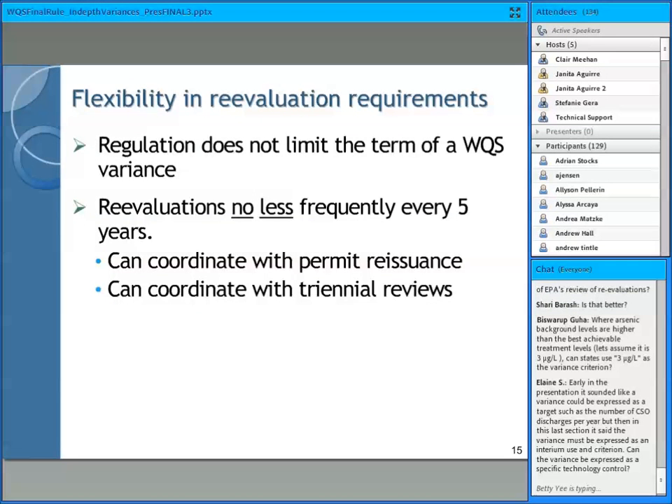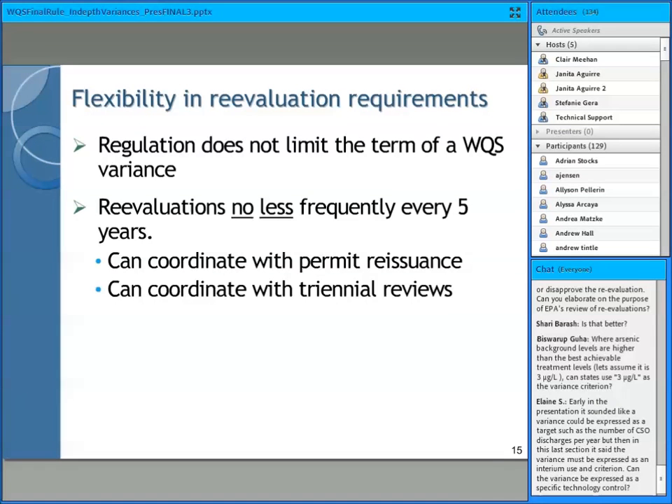I previously mentioned that EPA chose 5 years as the maximum reevaluation interval because 5 years is the length of a single permit cycle and will allow reevaluations to inform the permit reissuance process. However, the regulation allows reevaluations to occur more frequently than 5 years if, for example, a state or tribe wants to coordinate their variance reevaluations with their triennial review process. States and tribes have the discretion to establish a reevaluation schedule in association with permit reissuances, triennial reviews, or any other schedule they choose, provided they occur no less frequently than every 5 years.